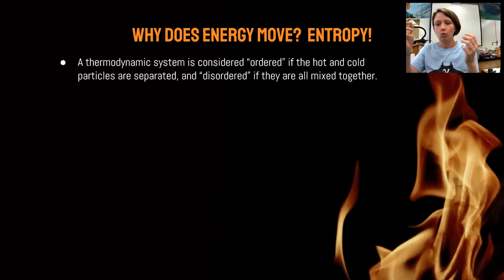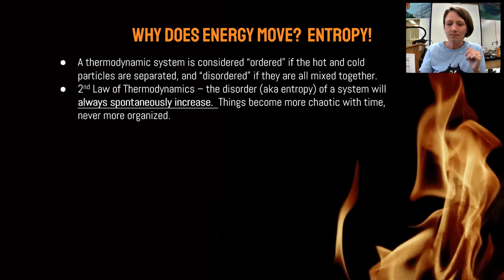And if you have a system where the hot and the cold particles are mixed together, that's considered a high entropy system, or a random, chaotic system. The second law of thermodynamics says that entropy is always increasing in any closed system. This is kind of interesting. This says that every system is constantly becoming more chaotic over time, including the system of the universe.